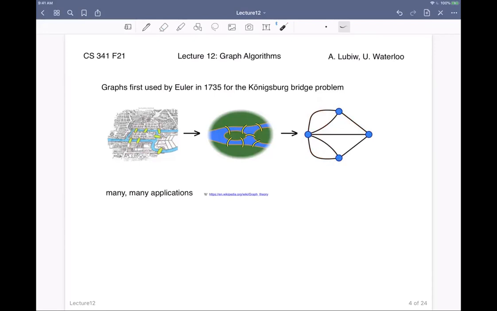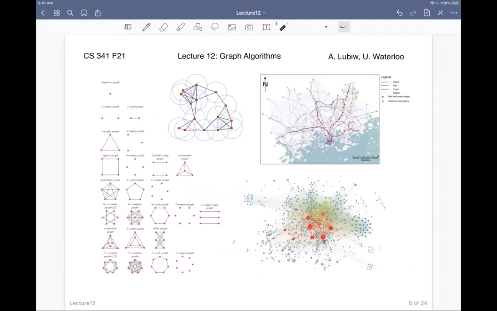Now, I suspect that the young couples who were doing this game of trying to cross all the bridges didn't actually care too much if it's possible or not. This was their evening entertainment back in the 1700s. Anyway, there are many, many applications of graph theory, and I'd suggest looking at the Wikipedia page for a taste of some of them. I'm going to show you some pictures of various graphs.